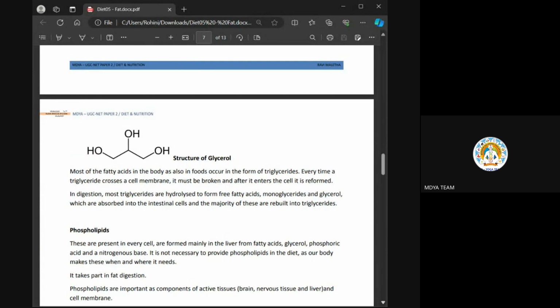Next is the digestion, basically most triglycerides. Yes, ma'am, between unsaturated and saturated fatty acids, which is healthier? Is it anything like that?